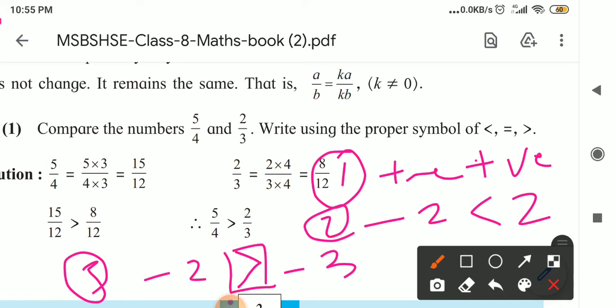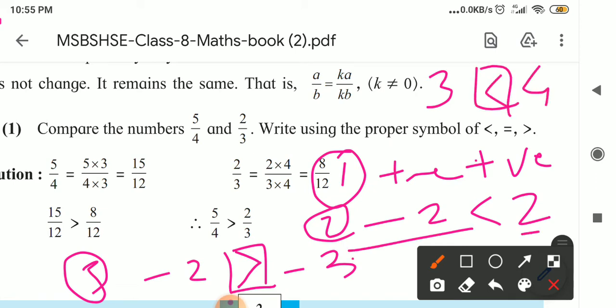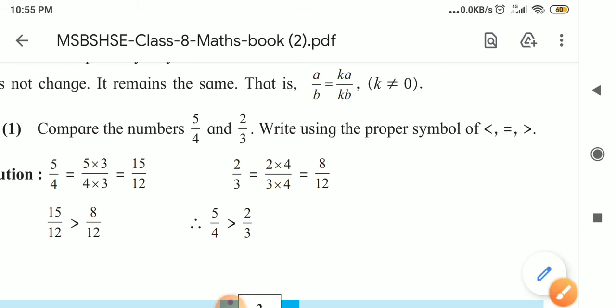Means if both numbers are positive, the greater number is greater and the smaller is smaller. If one number is negative and another is positive, then the positive number is always greater than the negative one. And if both numbers are negative, then smaller is bigger and bigger is smaller. And one more thing: 0 is greater than all negative numbers.